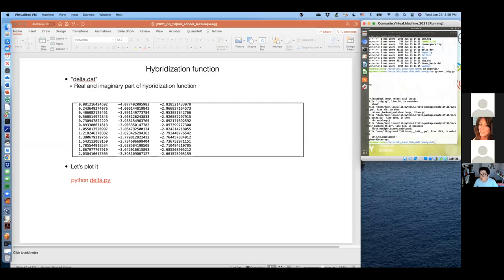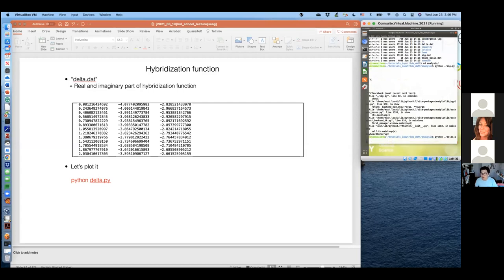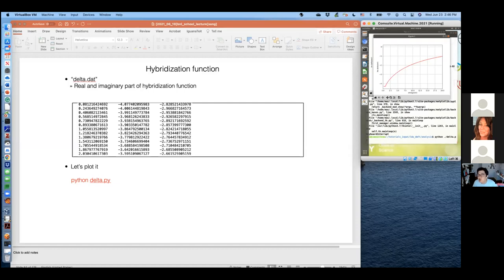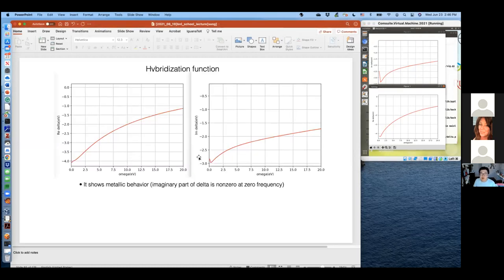So let's plot it using the command. I see, I didn't close it. Okay, so stay in this directory and run python delta.py. If you see any problems when you're following the instructions, just let me know. If we plot it, then we have two plots. One is the real part of delta, and the next one is the imaginary part of delta. This is the plot from the fully converged calculation.